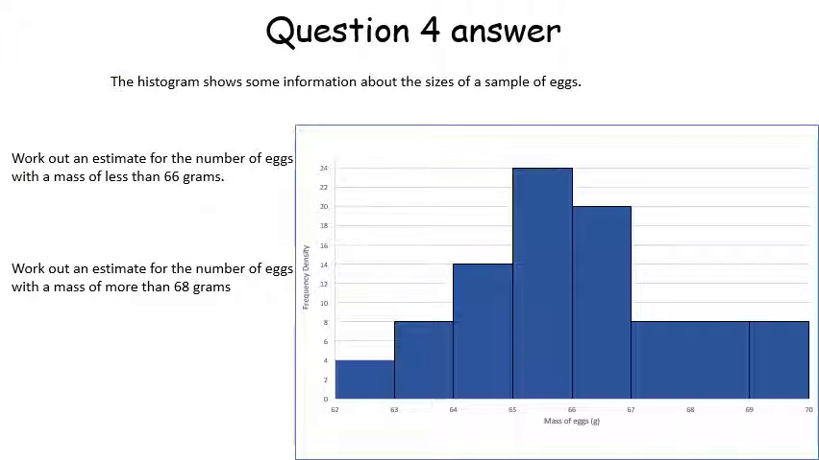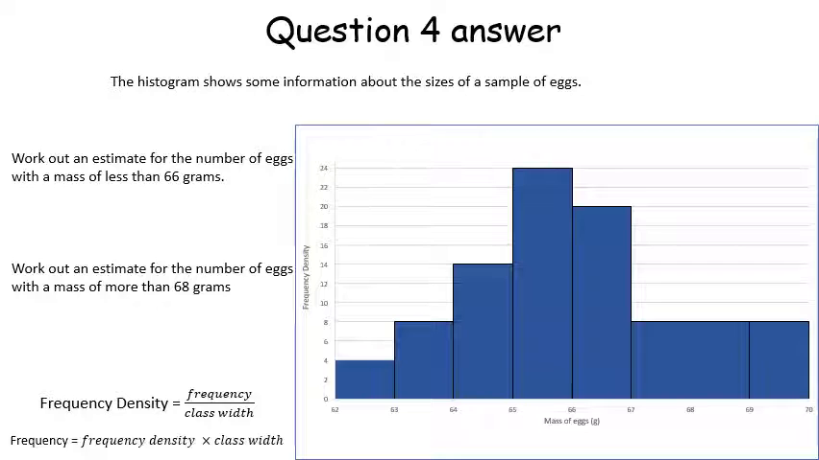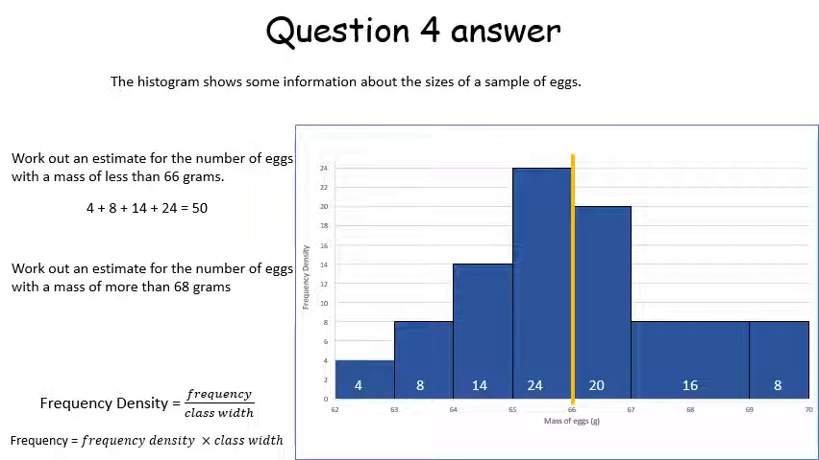Question 4. We start by calculating the number of eggs in each class using the formula. Frequency density multiplied by the class width, getting 4 that are between 62 and 63 grams. Then 8, 14, 24, 20, 16 and 8. To calculate an estimate for the number of eggs less than 66 grams, we just need to draw a line at 66 grams and total the frequencies before that, getting 50 eggs.